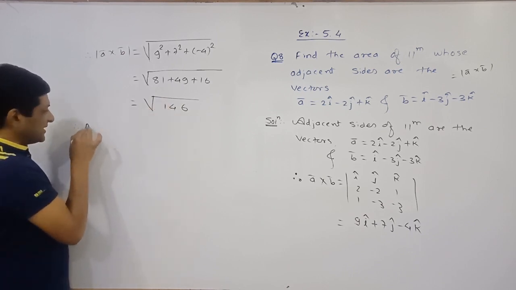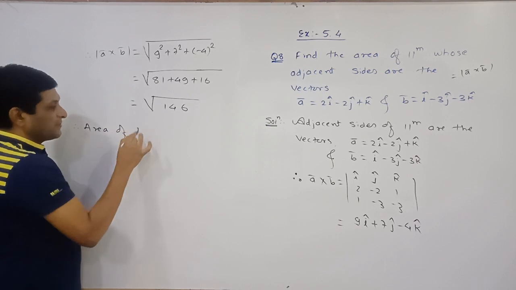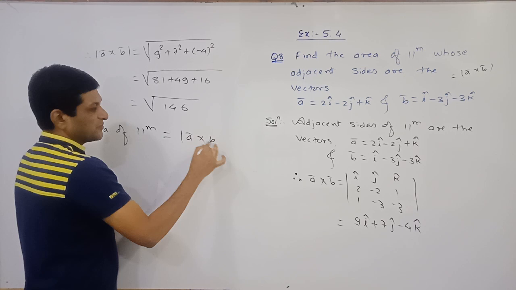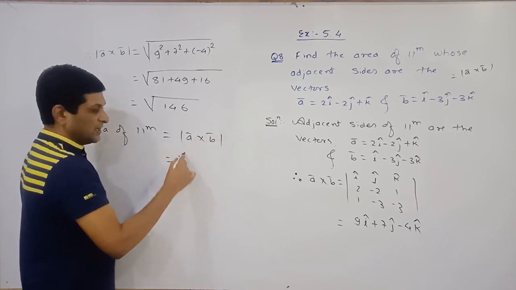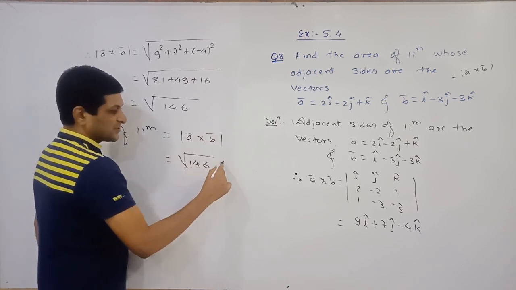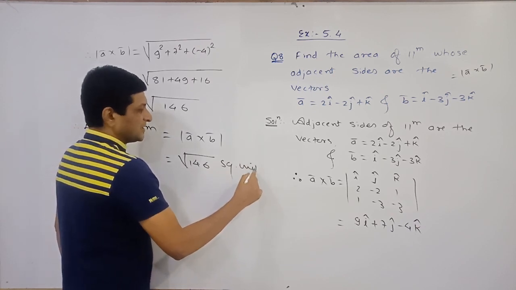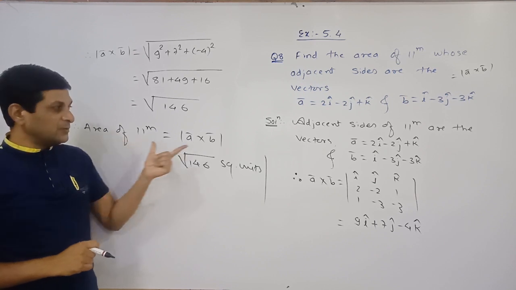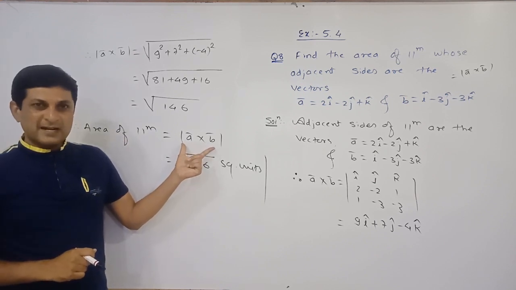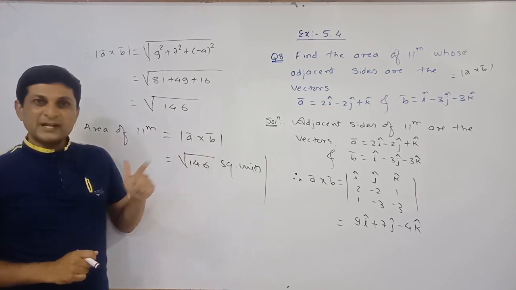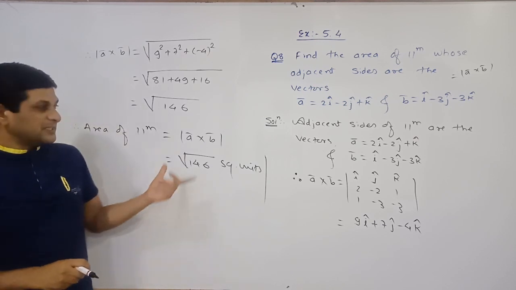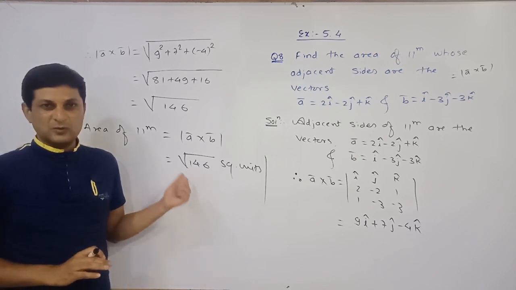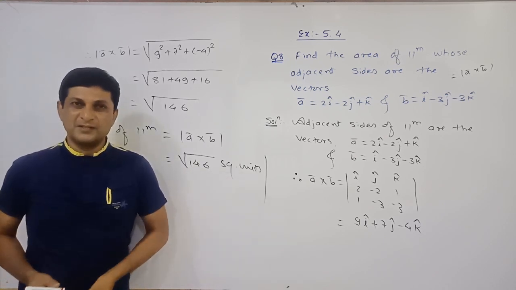So therefore we can say that the area of the parallelogram is equal to the magnitude of a bar cross b bar, which is equal to under root 146 square units. In this way, applying this formula, that the area of a parallelogram is equal to the magnitude of a bar cross b bar, where a bar and b bar are what? Adjacent sides of a parallelogram. Means if adjacent sides are given to us, applying this formula we are able to find out the area of the parallelogram, and this will be our required answer here.